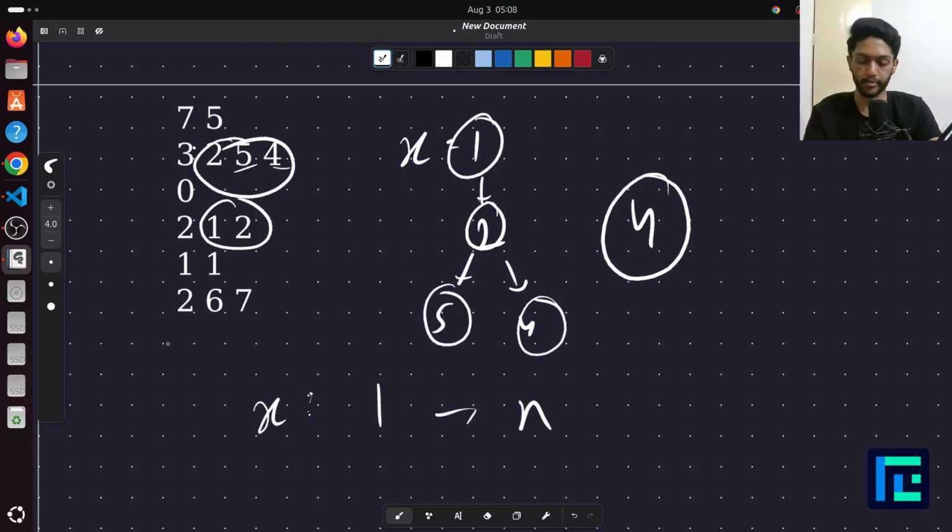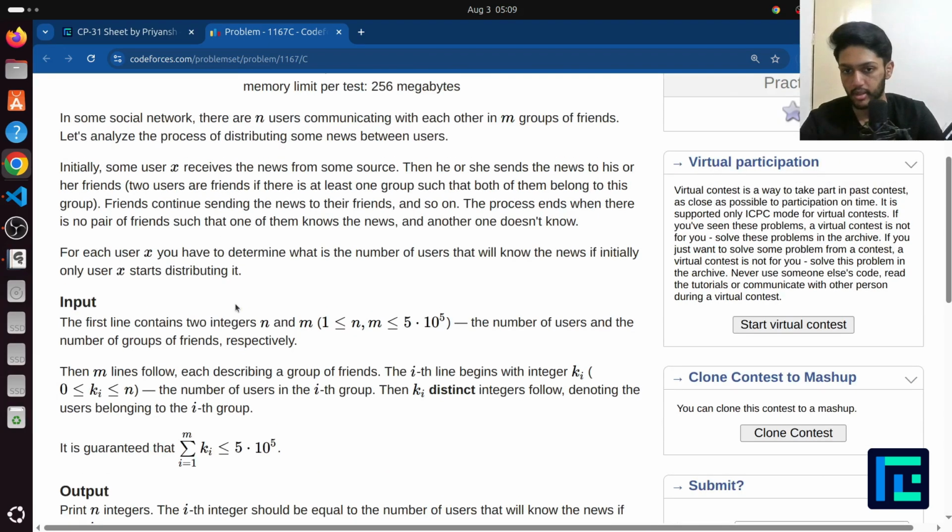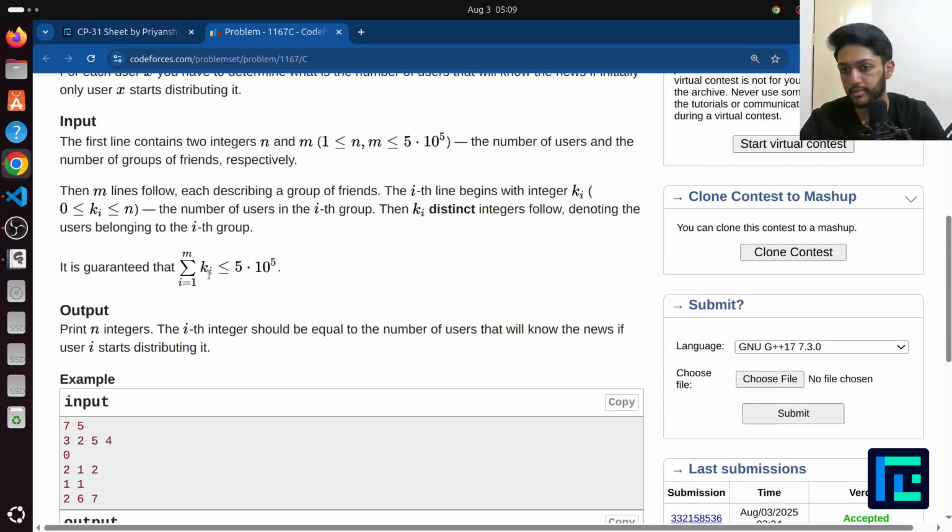So that's the problem. I'll let you guys solve this, but before that, the constraints here are that the number of members, the number of people, and the number of groups are both up to 5v5. And also the total value of ki, where ki is the number of people in the ith group, so the total number of people in all the groups will be less than or equal to 5v5.